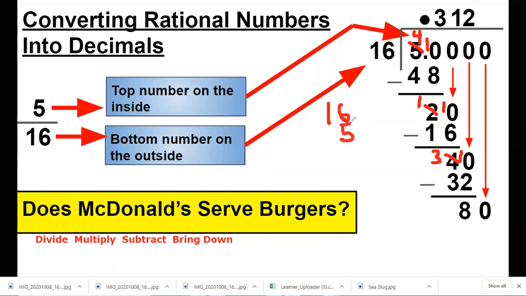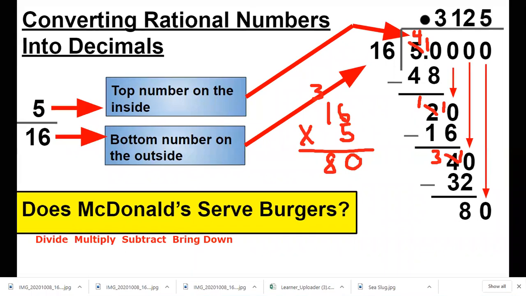Remember when we did that? What did we get? 5 times 6 was 30. Put down the 0. Carry our 3. 5 times 1 is 5 plus 3 is 8. There's our 80. So 16 goes into 80 exactly 5 times. So let's put that there. There's 5 up at the top there. Again, it's above the last 0 we put there.